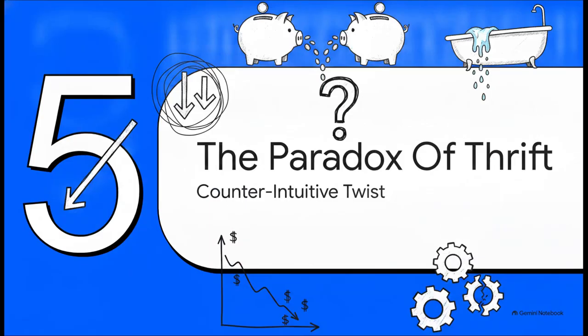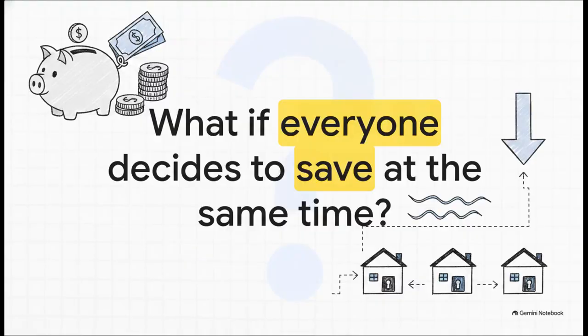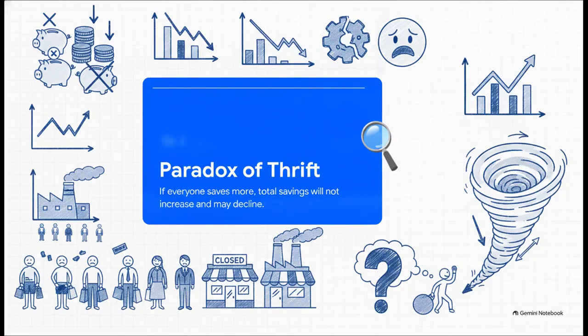And that brings us to our final section, Section 5, the paradox of thrift, a counterintuitive twist. I want to pose a theoretical question to you. What if everyone in the economy gets worried about the future and decides to save a much larger proportion of their income at the exact same time? On a personal level, it sounds like a highly responsible thing to do, right? You save for a rainy day. Well, actually, it introduces what we call the paradox of thrift.